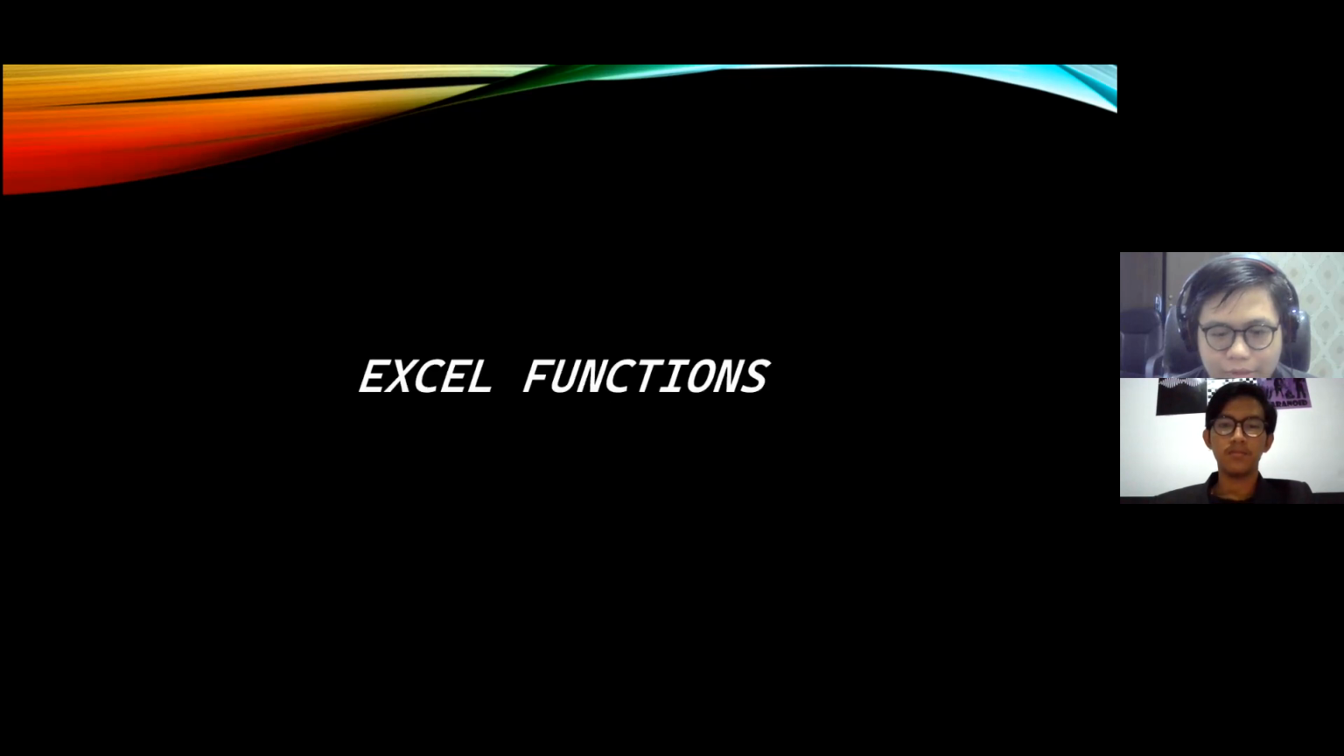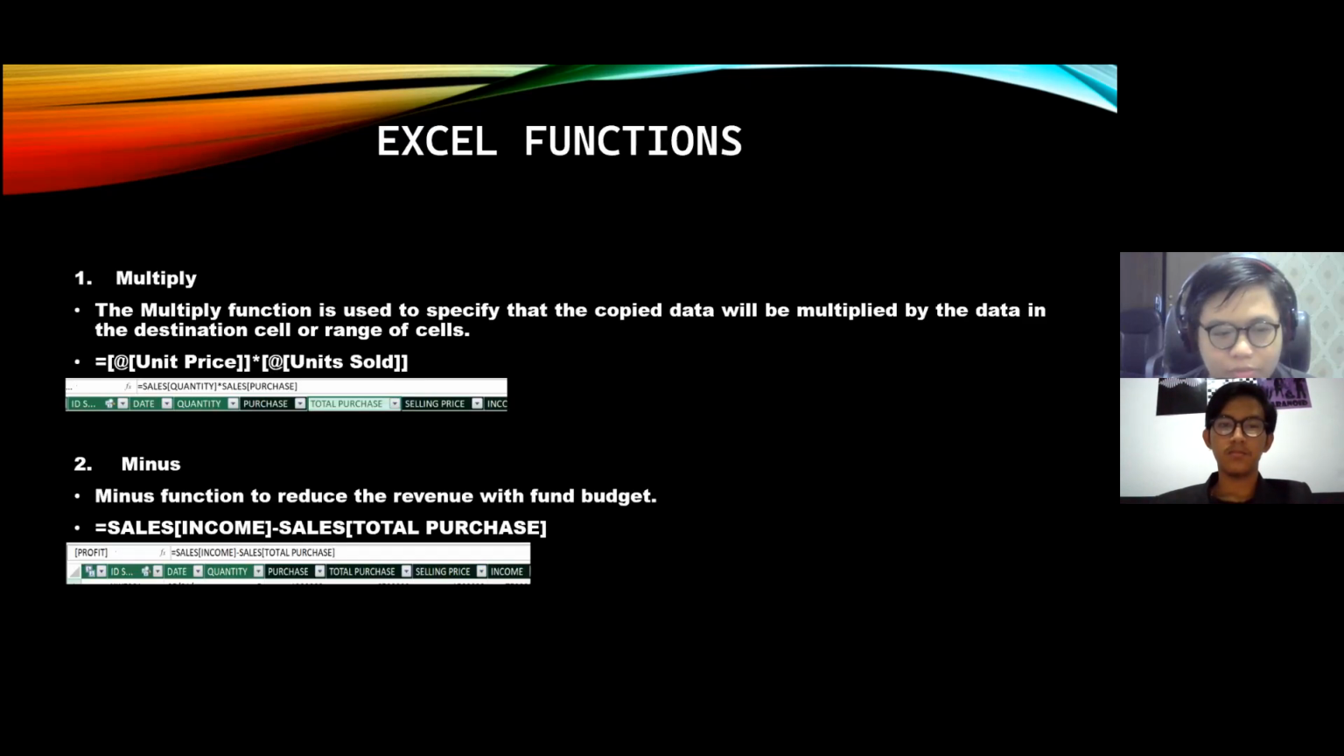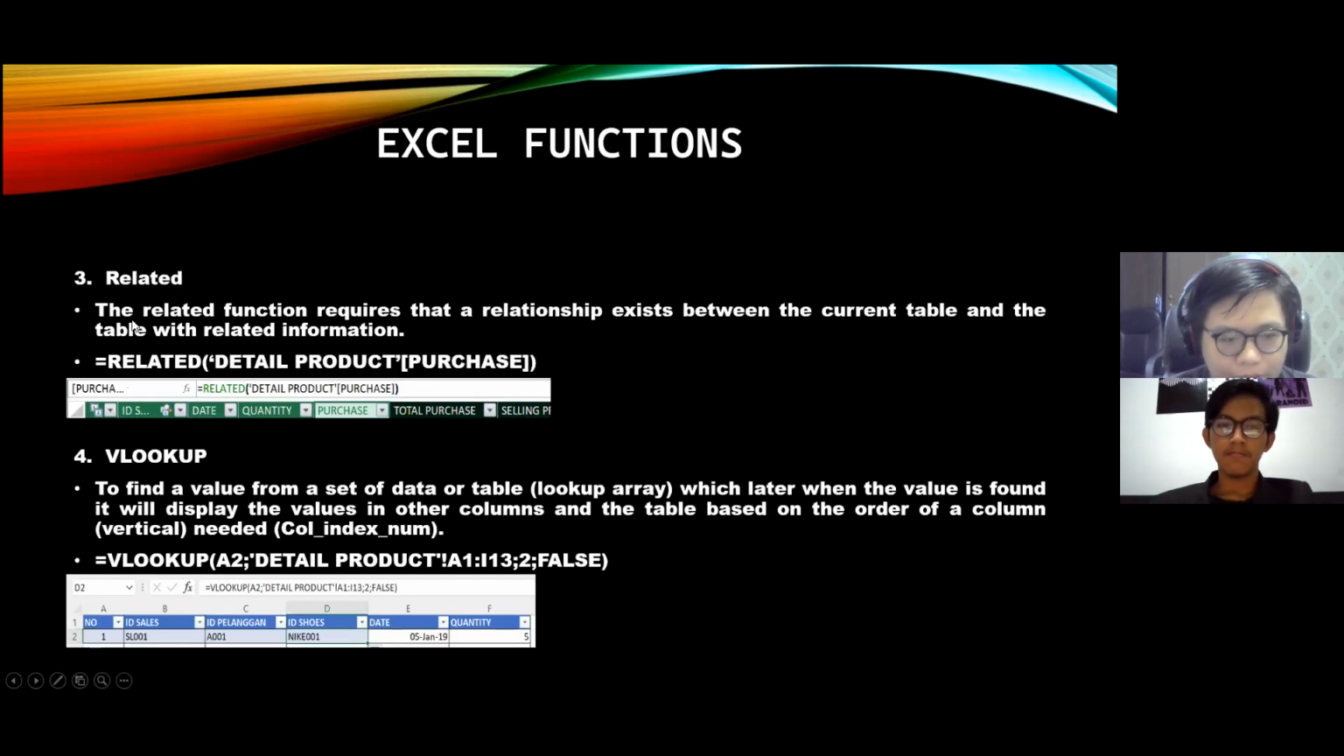Okay, now we get into the Excel functions. First, multiply. The multiply function is used to specify that the copied data will be multiplied by the data in the destination cell or range of cells. This is the formula for multiply. Secondly, minus. The minus function reduces the revenue with the fund budget. This is the formula for minus. The third one, related. The related function requires that a relationship exists between the current table and the table with related information. This is the formula for related.